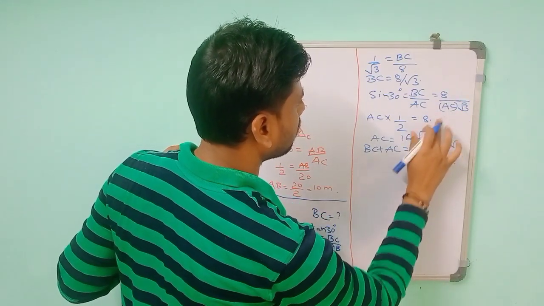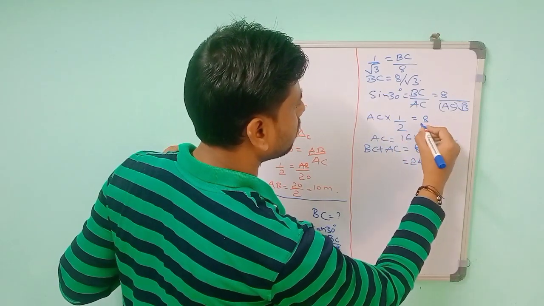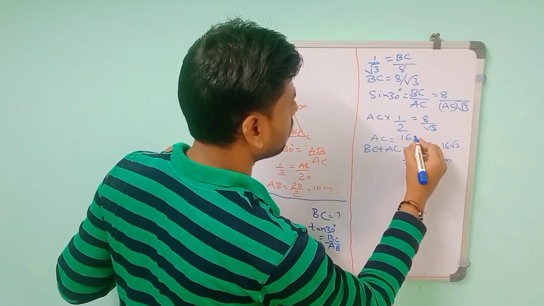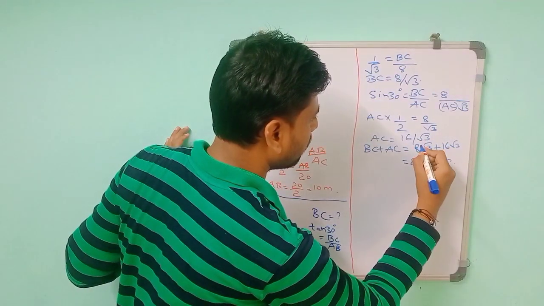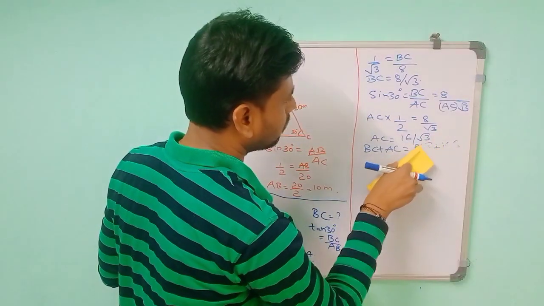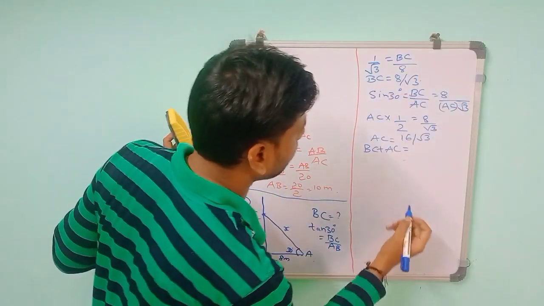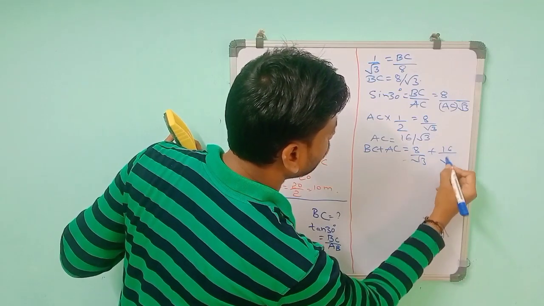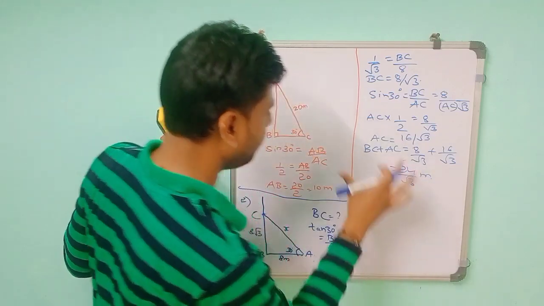So half into this is 16 by root 3. AC is equal to 16 by root 3. So 16 by root 3 plus 8 by root 3. The root 3 is in the denominator. So 8 by root 3 plus 16 by root 3. So it will be 24 divided by root 3 meter. So this is the height of the tree.